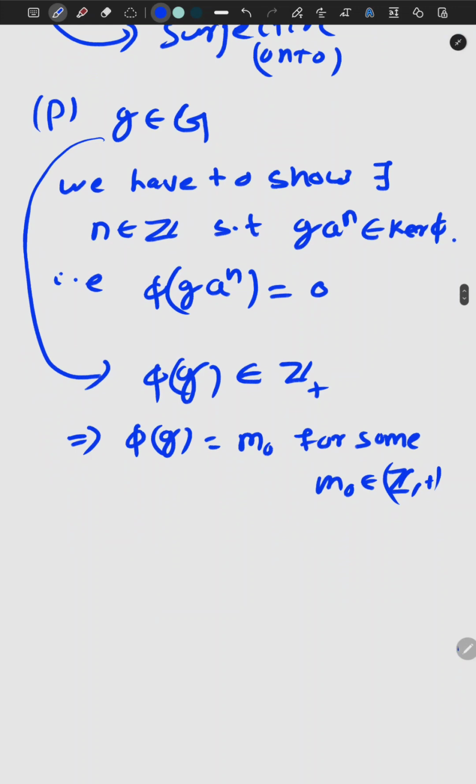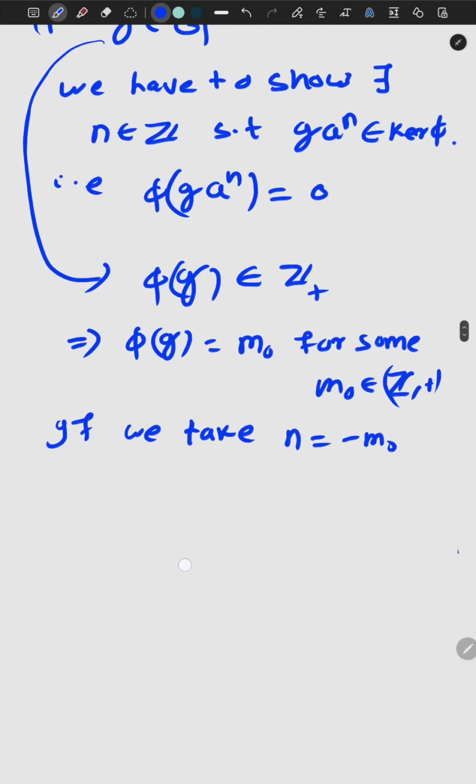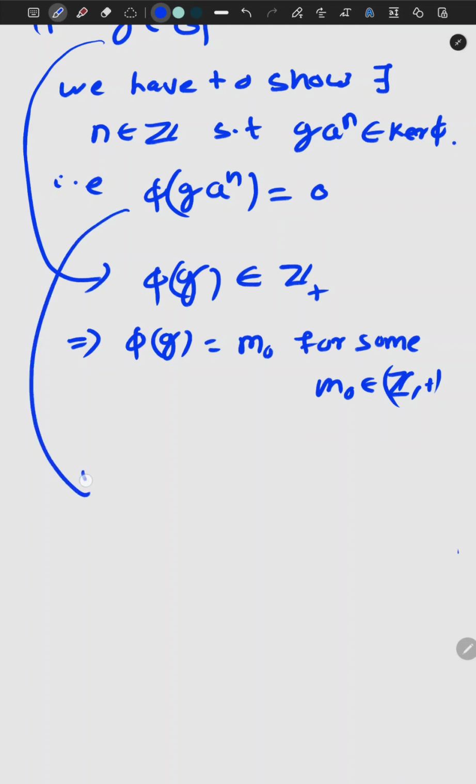If we take n equal to minus m0, then what do we get? Actually, don't take this yet. First of all, calculate phi of g a to the power n. According to your requirement, you will choose your n. For which value of n should it be 0? We have to decide that.